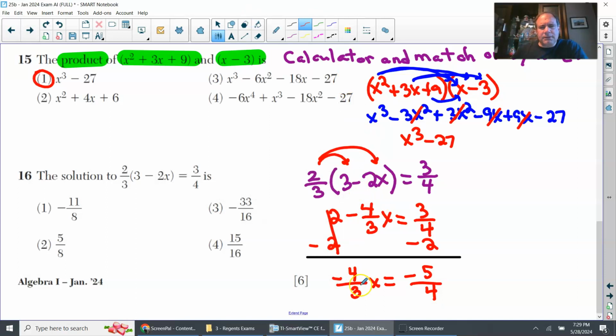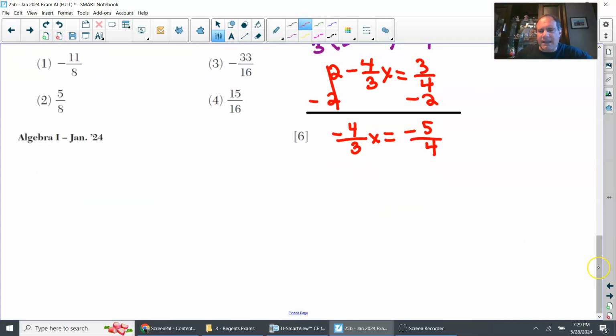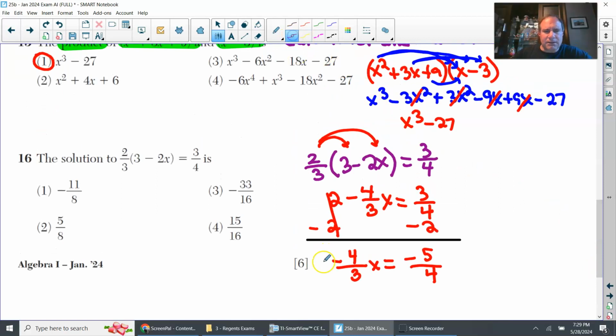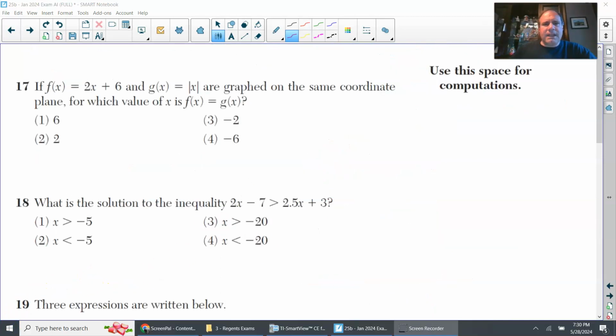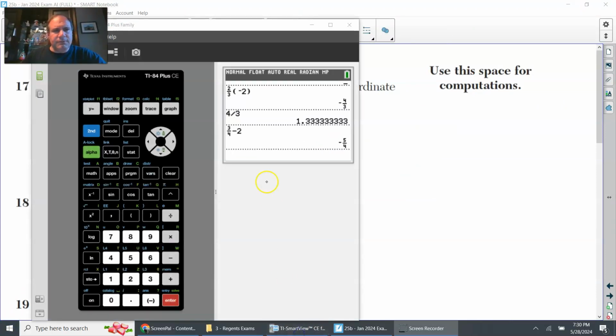So I have to get rid of this x right here. I'm going to do it by multiplying by the reciprocal. So this is negative 3 over 4 times negative 3 over 4. This cancels with this, this cancels with this. X equals 15 over 16. And 4 is your answer. So again, calculator is going to take you home on this one. When I say home, that means it's going to just make you pass the regents.